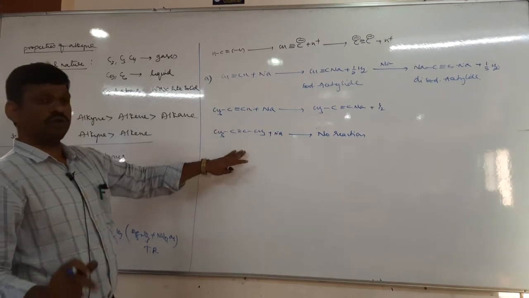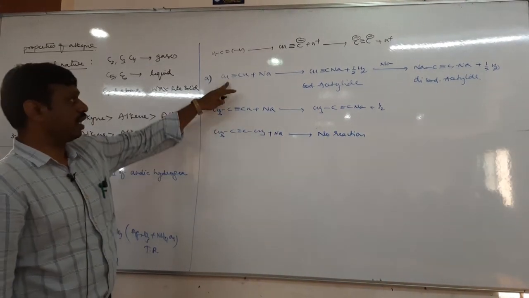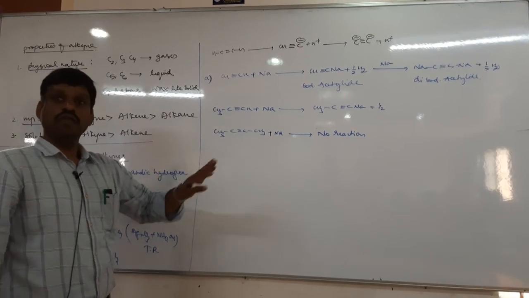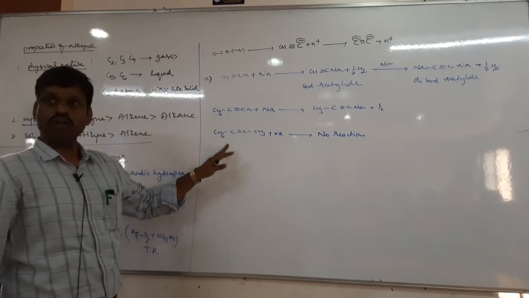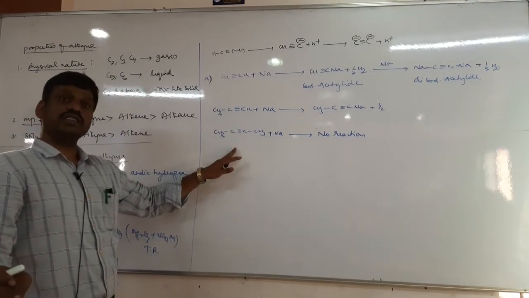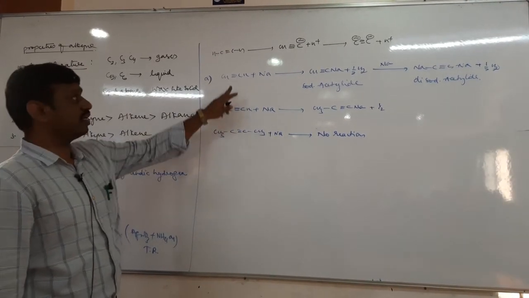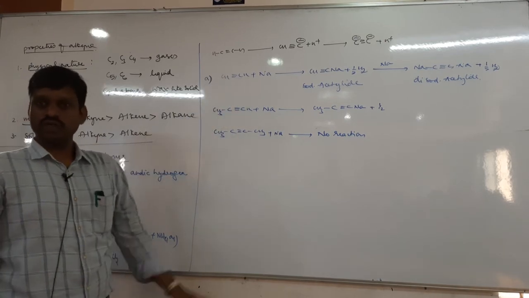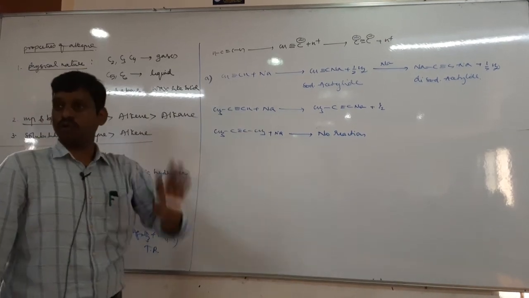Now the question is like this. Which of the following do not react with sodium metal? A, B, C. Which of the following is not acidic in nature? A, B, C. Which of the following is more acidic? These kinds of questions. Two protons, one proton, here no proton.